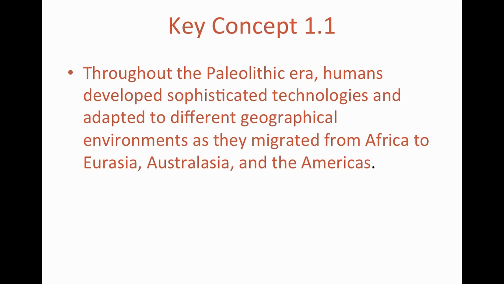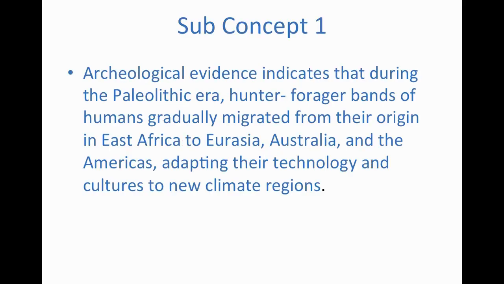So let's start with the large concept 1.1, key concept 1.1, and this is again the larger main idea. The test question probably wouldn't come from this, it would probably come from the sub-concept, but you want to be familiar with the big idea. So the big idea here is that throughout the Paleo era, remember that's the early human era, humans developed sophisticated technologies and they adapted to different geographical environments as they migrated from Africa to Eurasia, Australasia, and the Americas. Australasia would be Australia, the islands of maybe Indonesia and New Guinea.